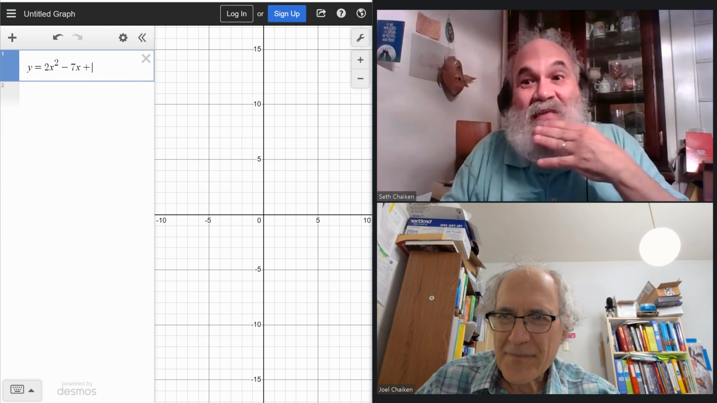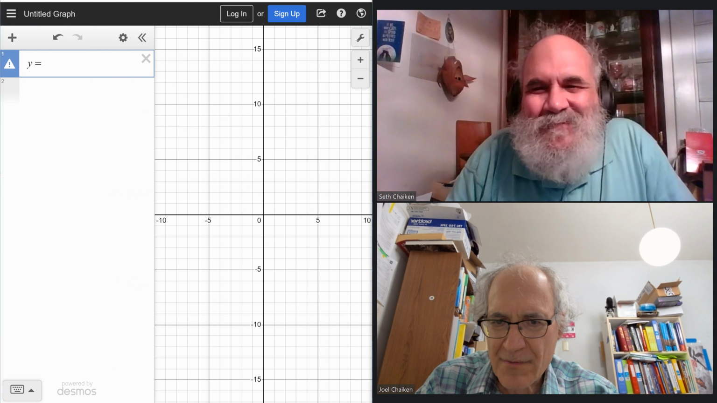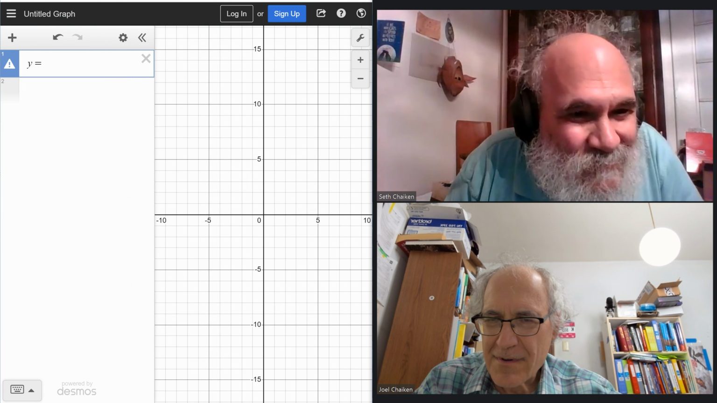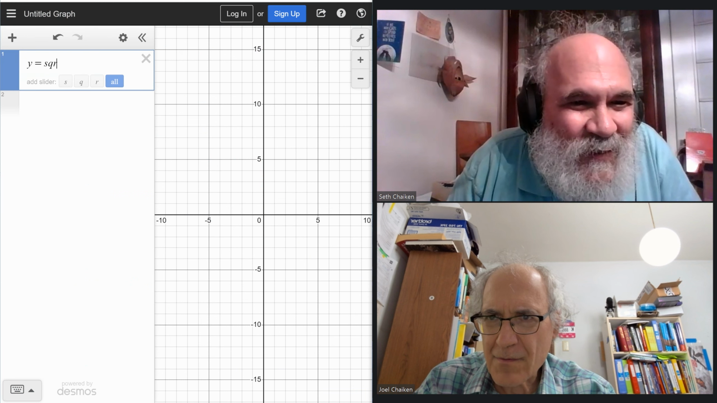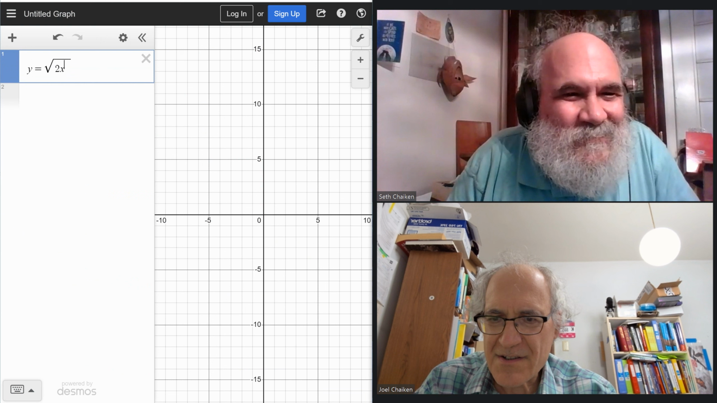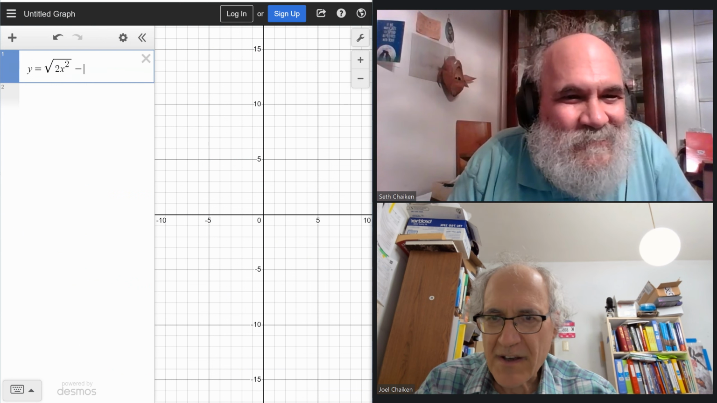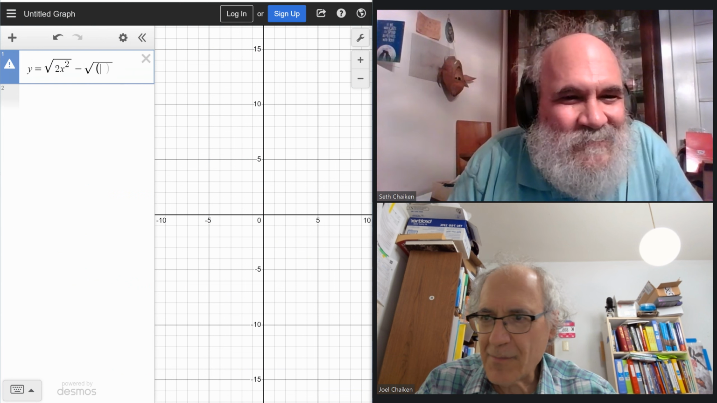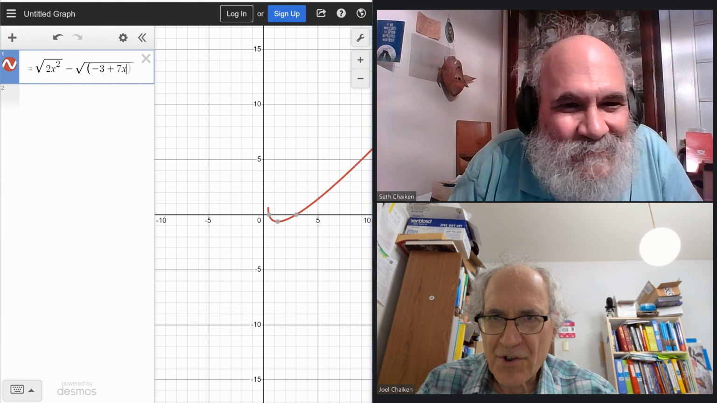So I have one. Okay, now y is equal to, how do you do square root here? SQRT. Yeah, right. Oh, look at that. There you go. Isn't that amazing? This is why we love Desmos. 2x squared minus SQRT in parentheses. We love parentheses, at least I do. Plus 7x, close parentheses.